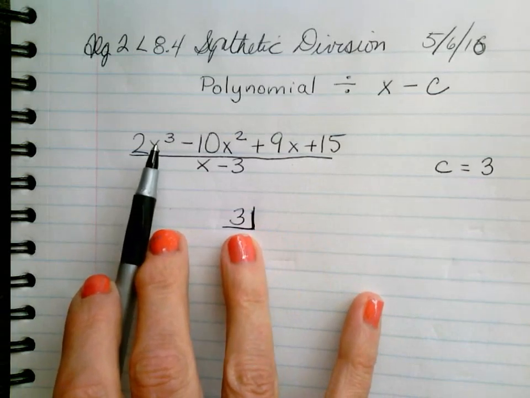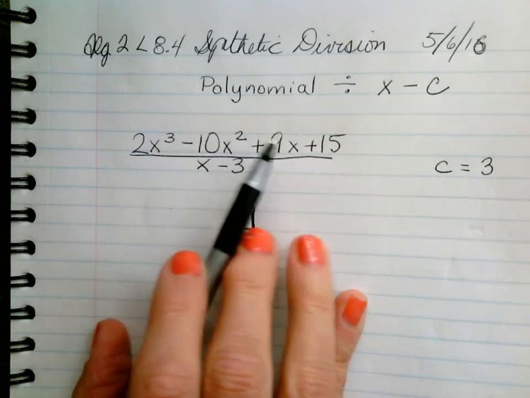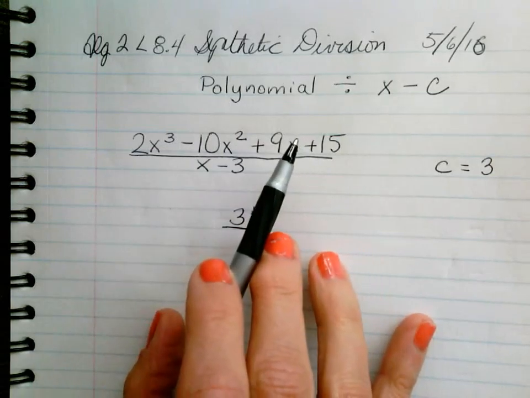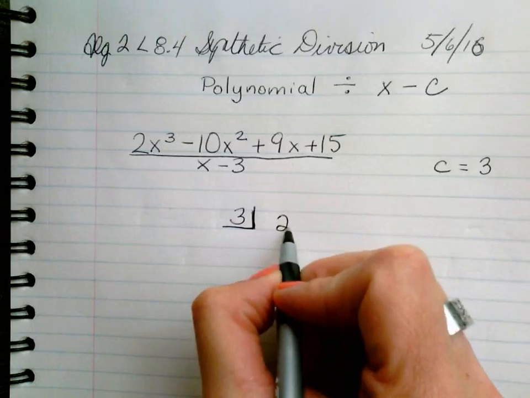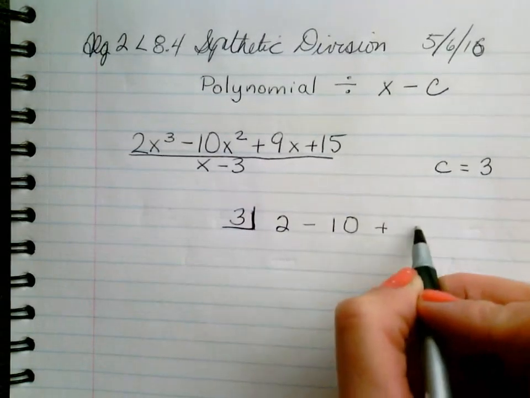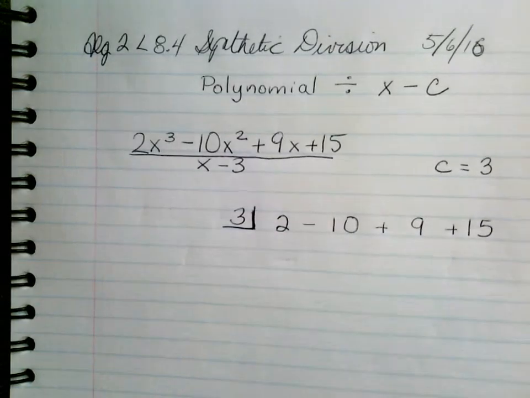And you also have to still make sure these are in descending degree of x. So x cubed, x squared, x to the first, and constant. So I have no holes in this one. So I'm going to start listing my coefficients, and I'm going to list them right here. 2, minus 10, plus 9, plus 15. Okay?